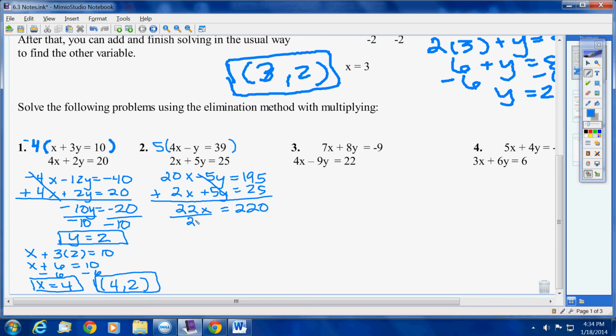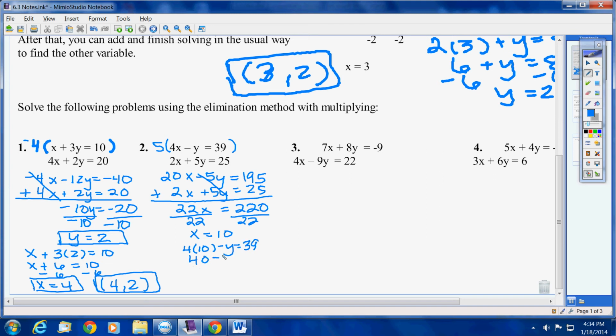So that gives me 20 plus 2x is 22x equals 220. I'm going to divide by 22, and my x-coordinate equals 10. Now I'm going to go back and find my y-coordinate. I'm going to plug it back into the top equation again because this is y by itself. So I get 4 times 10 minus y equals 39.